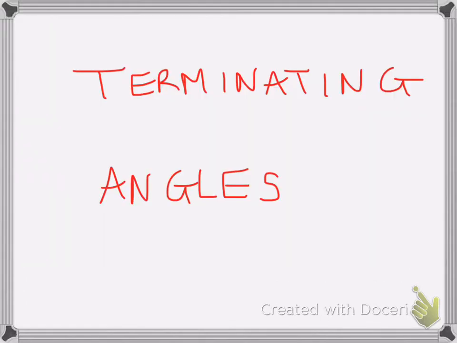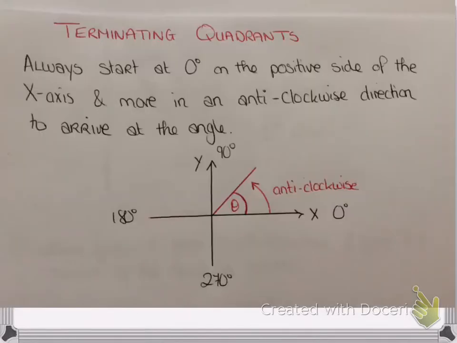Okay, we're now moving on to terminating angles. So what I mean by terminating angles, it just means which quadrant do the angles finish in. Okay, so you're always going to start at 0 degrees on the positive side of the x-axis, and you're going to move in an anti-clockwise direction in order to arrive at your angle.